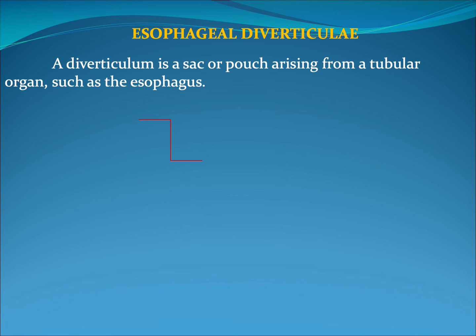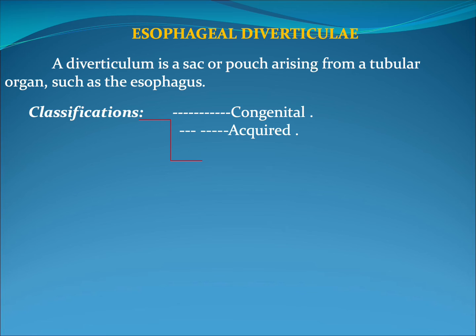Then we will talk about the esophageal diverticulum. A diverticulum is a sac arising from a tubular organ, from any tubular organ. In this case, it's the esophagus. If we classify them according to the age of presentation or the pathology and etiology, it could be either congenital or acquired.